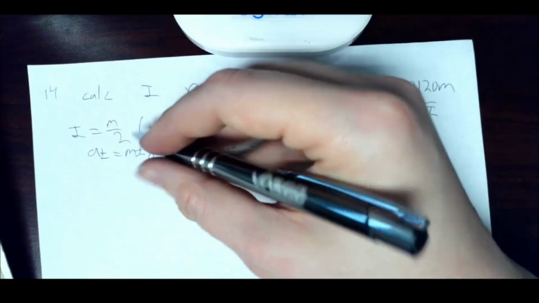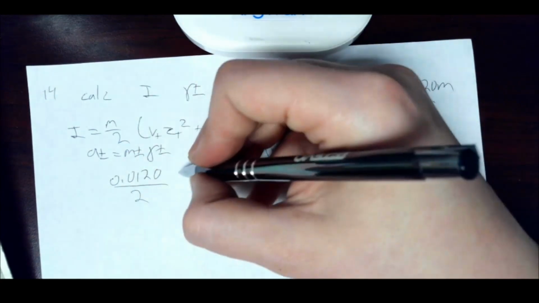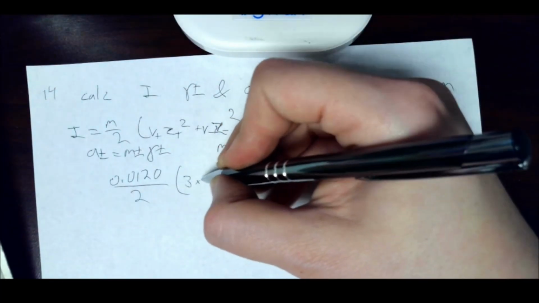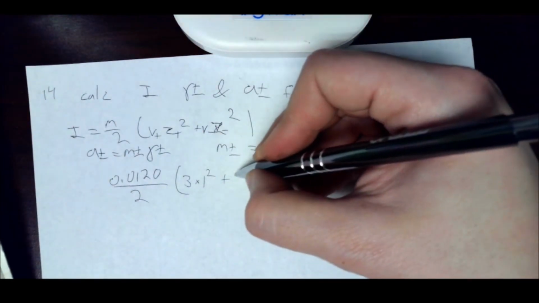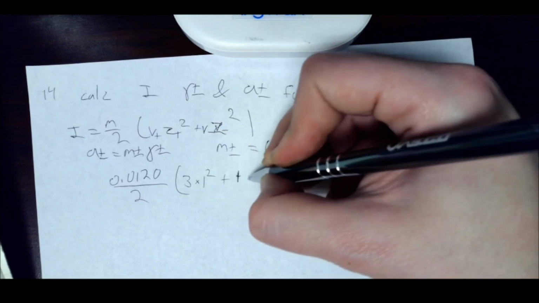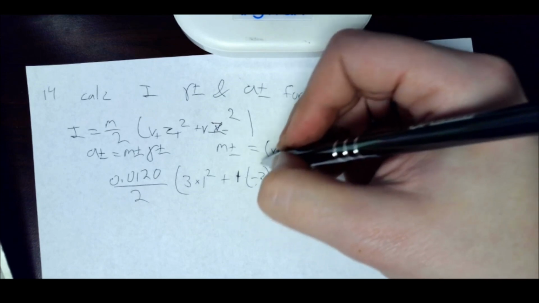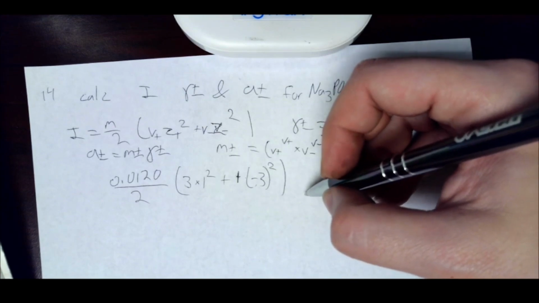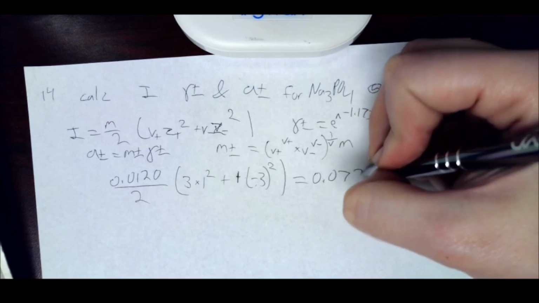So the first thing we can calculate is I, which is simply the molality divided by 2 times the coefficient, so 3 times the charge squared, 1 squared, plus the anion, so that'd be coefficient 1, but then negative 3 squared. So 9 plus 3 is 12, divided by 2 makes that 6. So our I is something like 0.072.